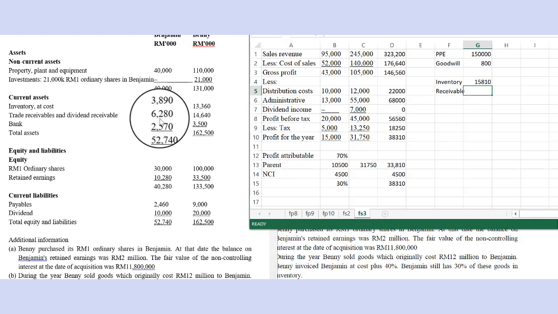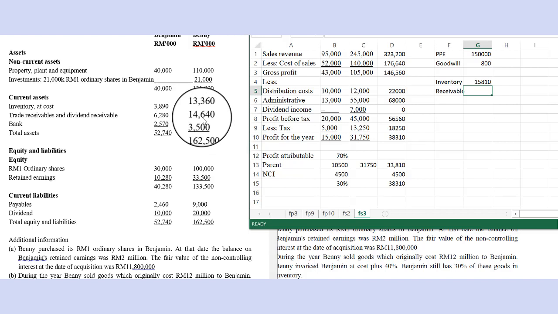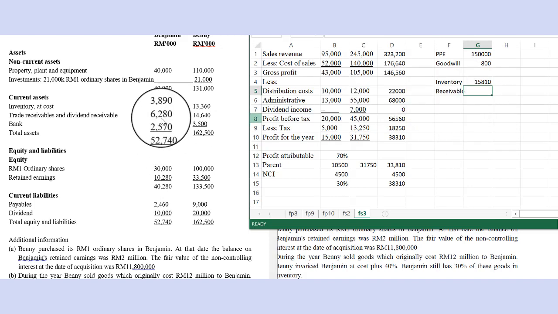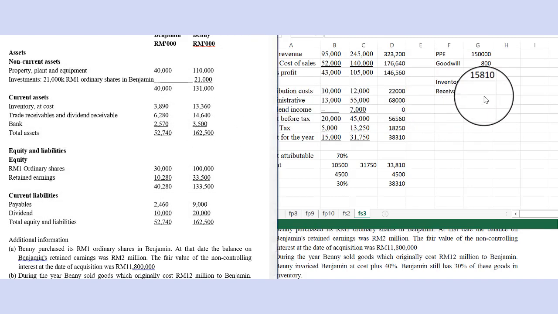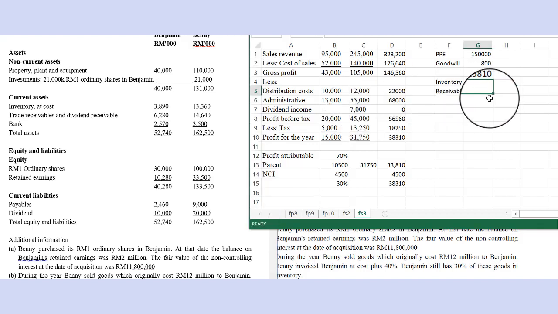So receivables 6280 plus your 14640. Then according to the question, you have dividend receivable which is intercompany, so you have to minus it off. So this one will be 6280 plus 14640 minus 7,000. This 7,000 is dividend income from within the group.